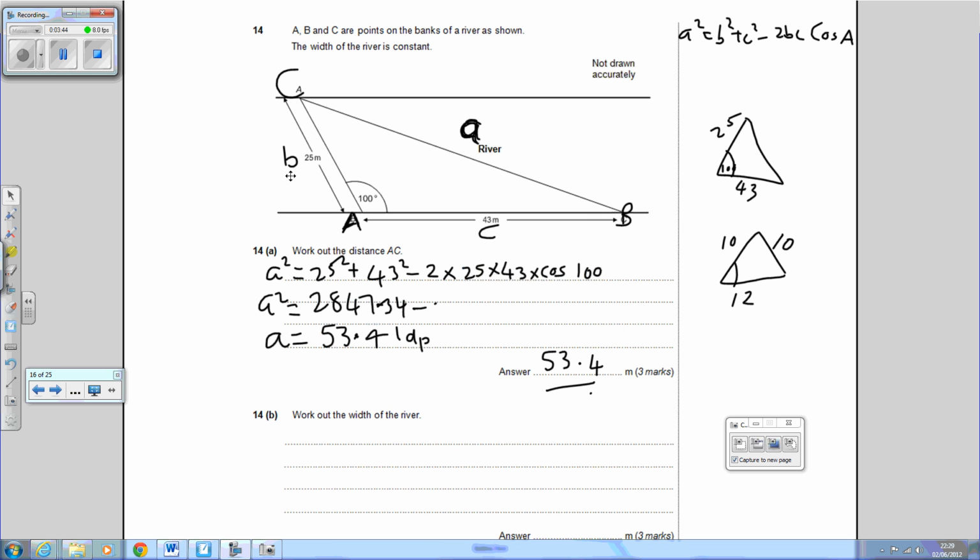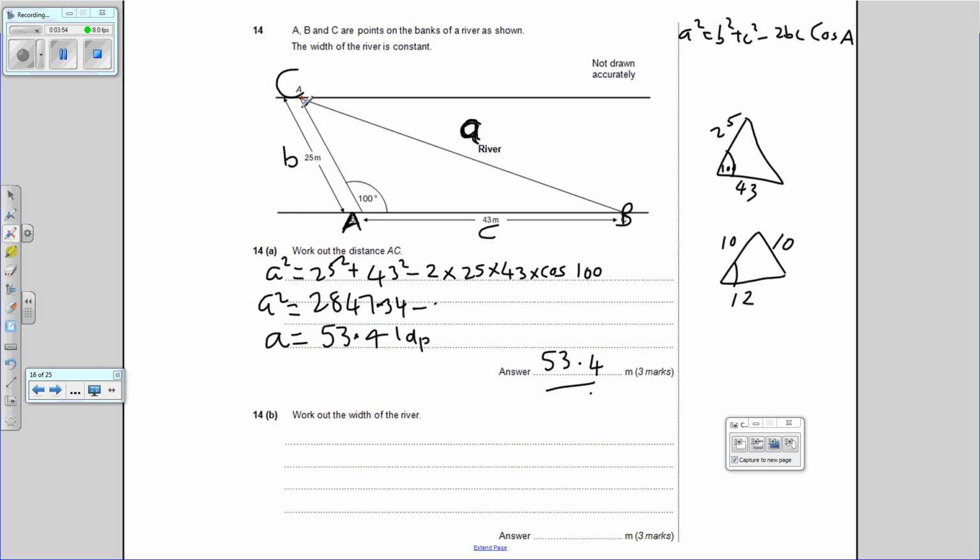Work out the width of the river, which is the straight distance here. Now there may be another way to do it, but I can't see a Pythagoras way to do it. I'm thinking if I want the width of the river, that's this distance here. Unless I'm missing something, I would know the hypotenuse, that's 25, but I don't know this little length here, do I? Unless I'm being stupid, no.